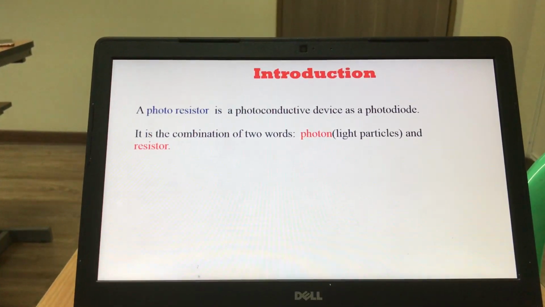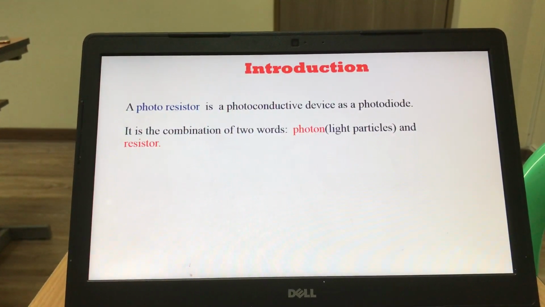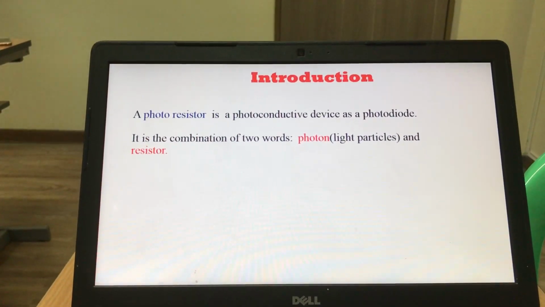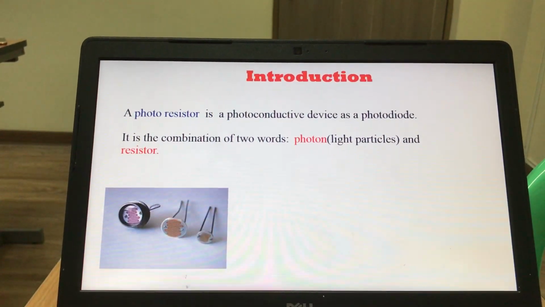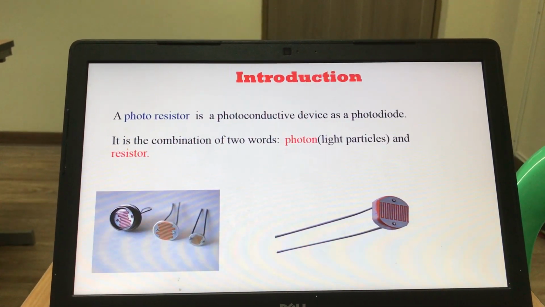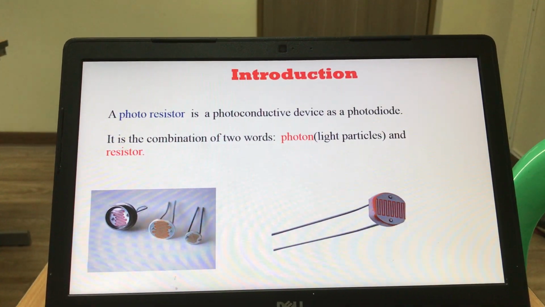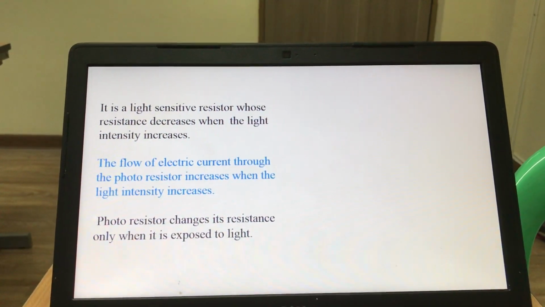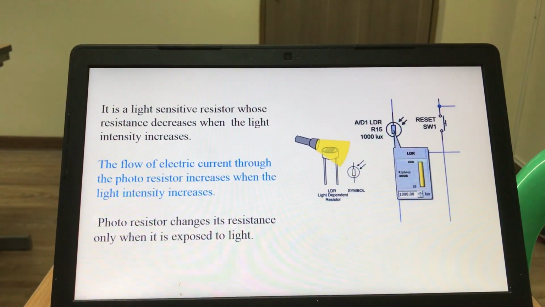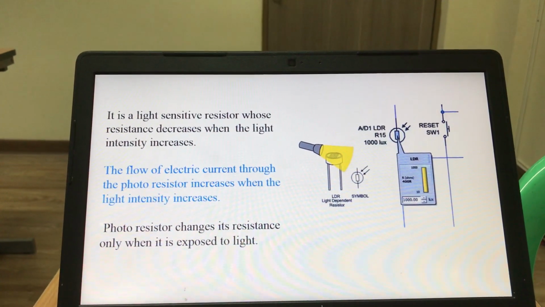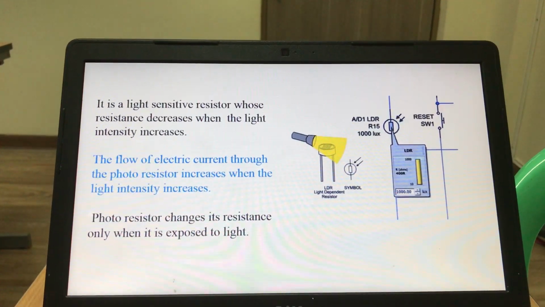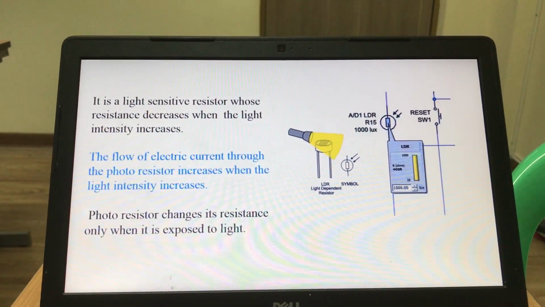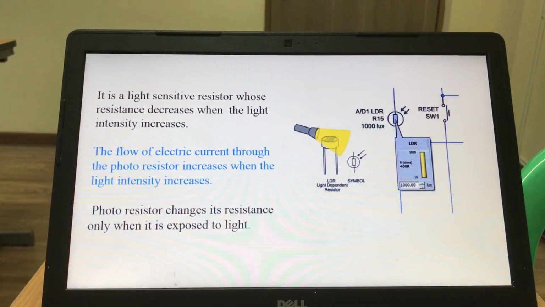What is a photoresistor? A photoresistor is a photoconductive device, like a photodiode. It is the combination of two words, photo (light particles) and resistor. These are the diagrams for the photoresistive sensors. It is a light-sensitive resistor whose resistance decreases when the light intensity increases. The flow of electric current through the photoresistor increases when the light intensity increases.